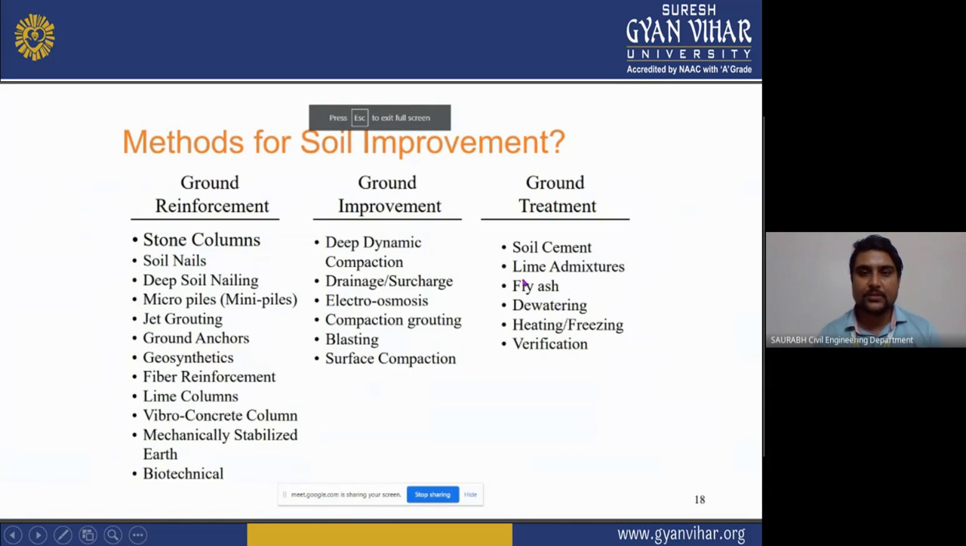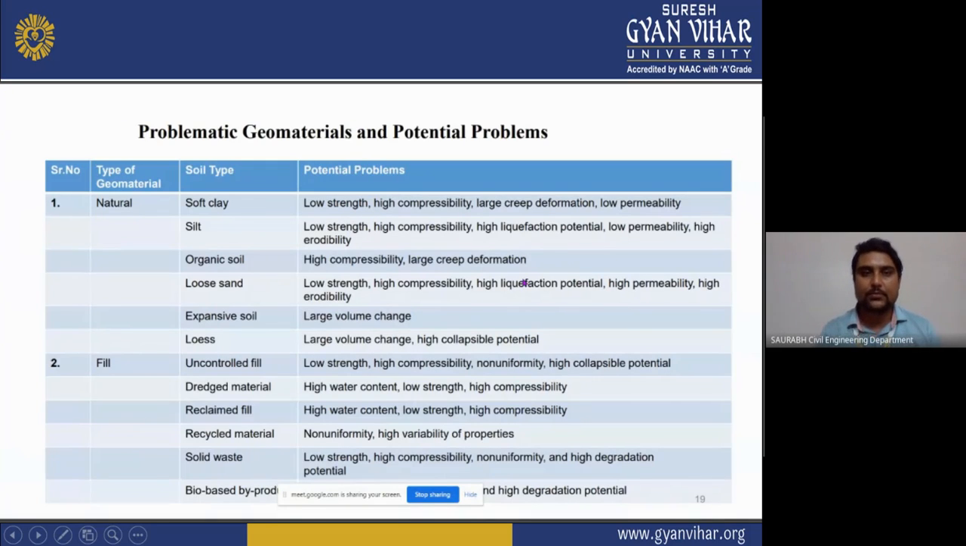So these methods are involved in soil improvement. And now come to the next point. What are the problematic geometrical and potential problems? First one is here, the type of geometrical and soil type. As you can see, what is the potential problem? If the soil is natural soil, it may be soft clay, it may be silt, it may be organic soil, it may be loose sand, it may be expansive soil, it may be loose.